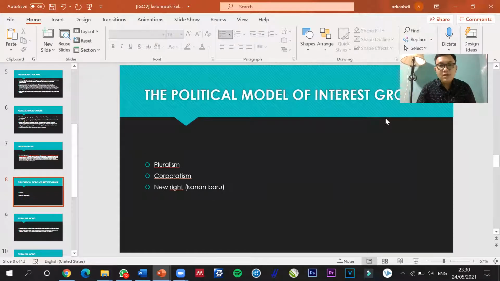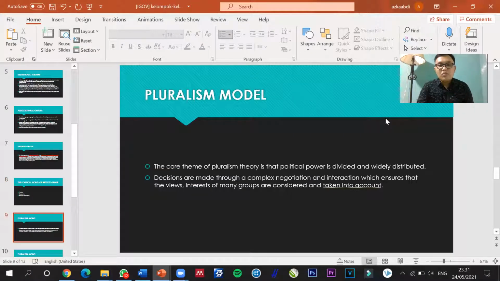The political models of interest groups are three. The first is pluralism, the second is corporatism, and the last is the new right model. In the pluralism model, the core theme of pluralist theory is that political power is divided and widely distributed. Decisions are made through complex negotiations and interactions, which ensure that the views and interests of many groups are considered and taken into account.